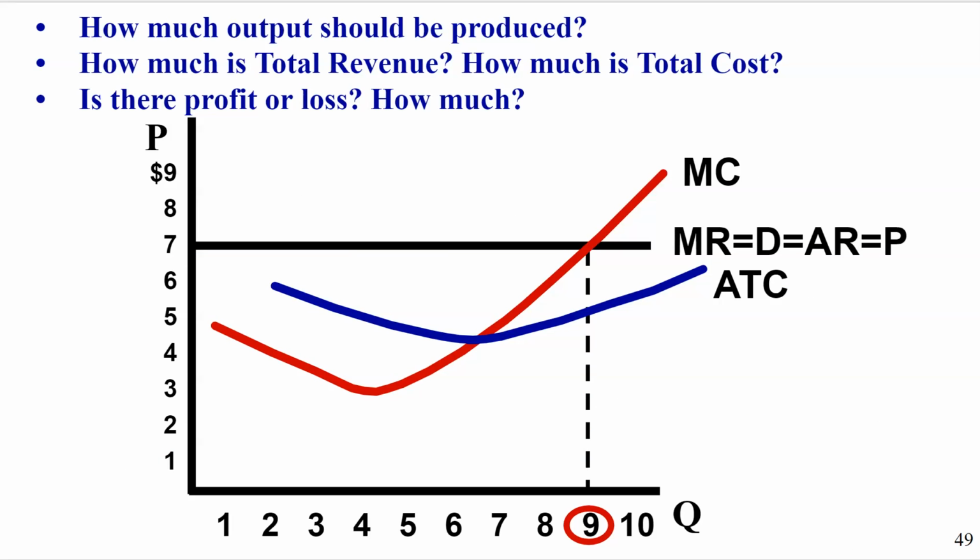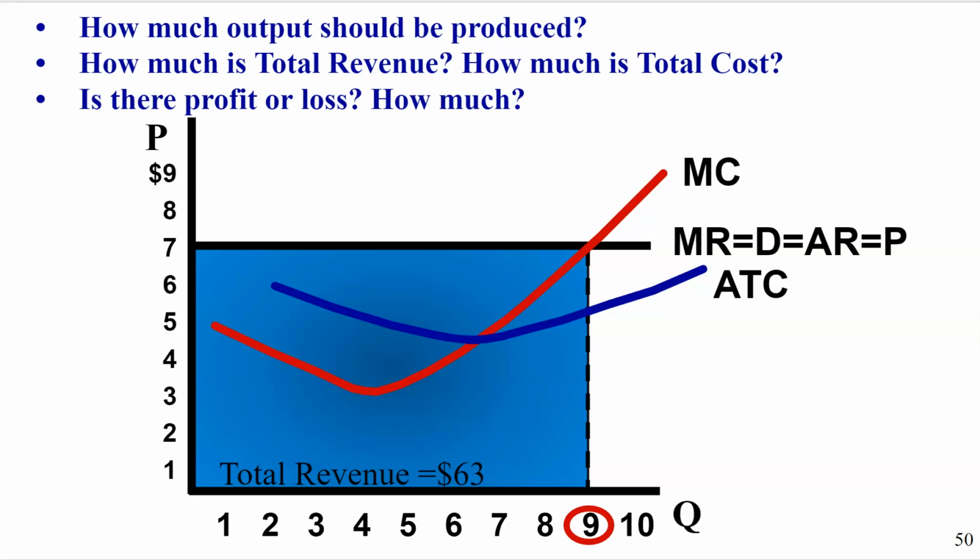Now, how much should be produced? Again, MC equals MR is going to determine this. And again, take that line straight through ATC. We can see that 9 should be produced here. What's our total revenue? Well, 9 times 7 is going to give us total revenue. And then our total cost, which is 9 times 5, would be subtracted from 63 in order to give us what our profit would be. So total revenue, $63. Total cost, $45. And then you can see the difference there, $18.